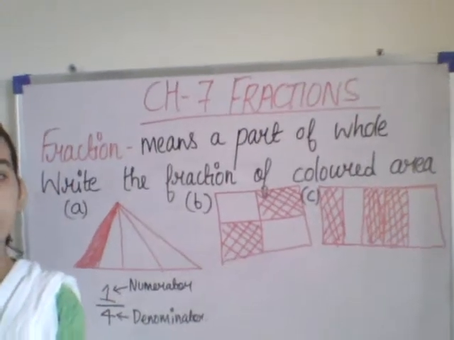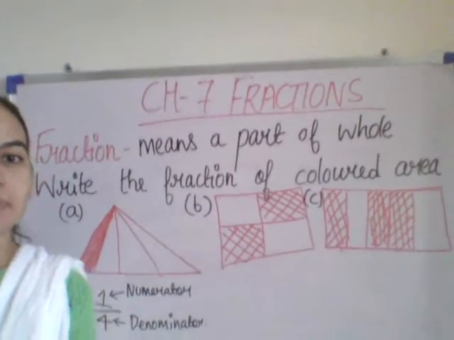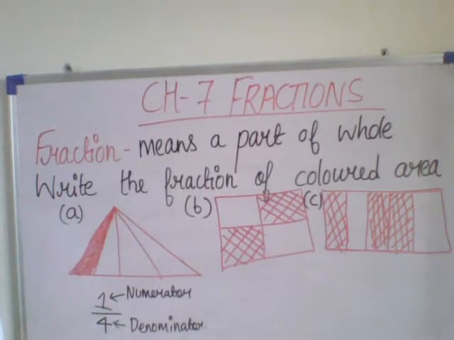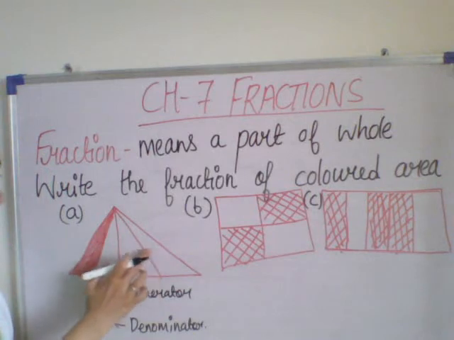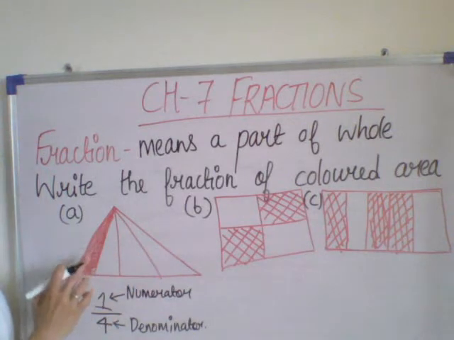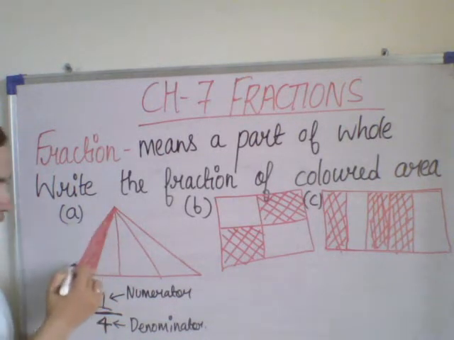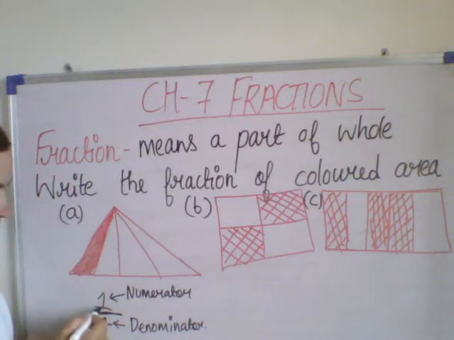Now let us revise this again. Here what I have done, I have drawn a triangle. Look at this triangle, how many parts are there? 4 equal parts. 1, 2, 3, 4. It is divided into 4 equal parts. So at downside I will be writing 4. And how many parts have I colored here? 1. So 1 by 4.